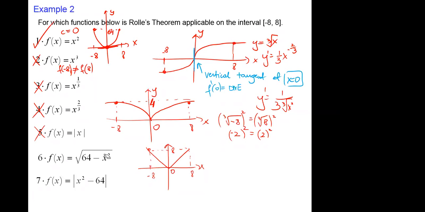Now the function number 6, I can draw it for you. It's just the half of the circle with the radius 8.